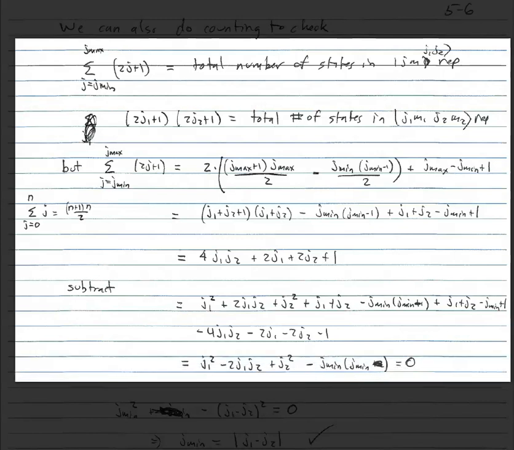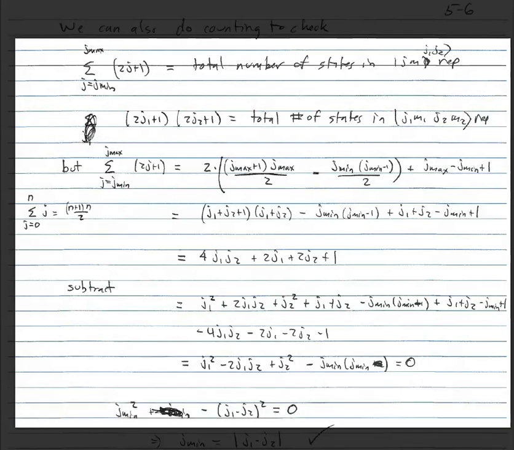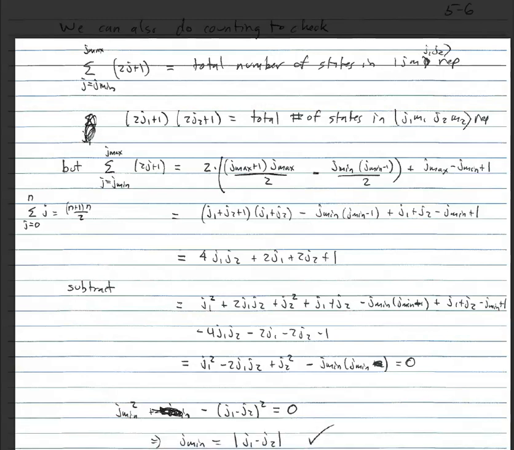Okay, now we're going to simplify that. So I still have the j1 squared. You can see that I'm going to get a minus 2 j1 j2. I still have a j2 squared. The j1 plus j2 plus j1 plus j2 cancels with the minus 2 j1 minus 2 j2. The plus 1 cancels with the minus 1. I'm left with minus j min squared. And you can see that object, j1 squared minus 2 j1 j2 plus j2 squared, that's just the quantity (j1 minus j2) squared. So we find j min squared is equal to (j1 minus j2) squared, which means j min is equal to the absolute value of j1 minus j2, which is what we claimed.